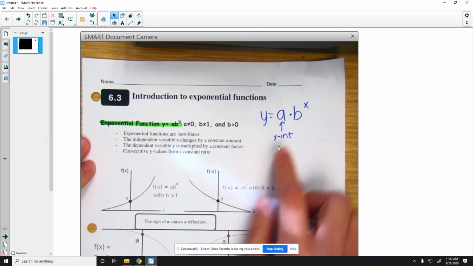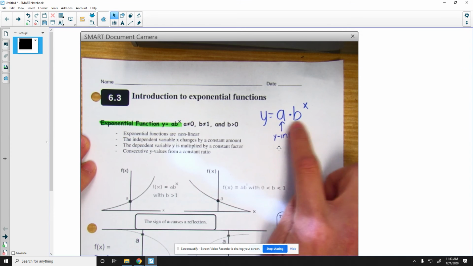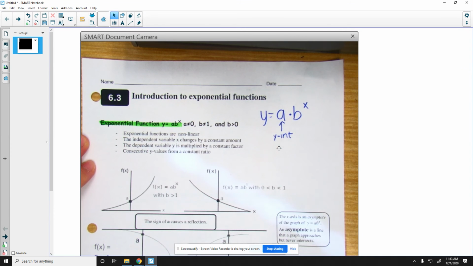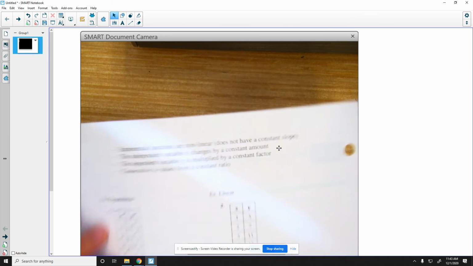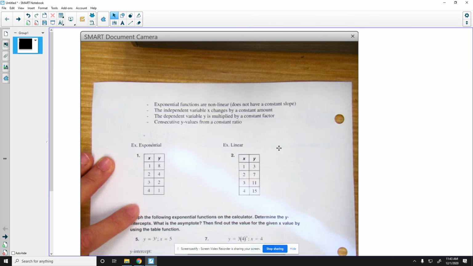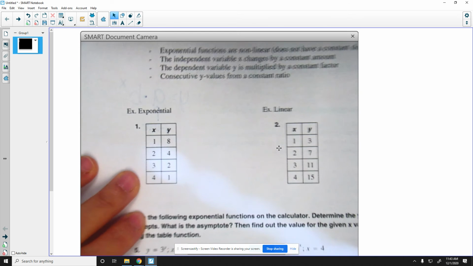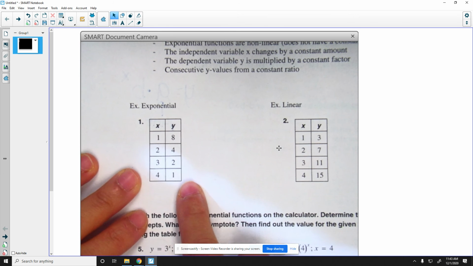So ladies and gentlemen, this is exponential functions, okay? Here's my new equation. Now, what I really want you to remember is the A is going to be the y-intercept, okay? Let's go to the back side. I want to remind you again, when do you have something exponential and when do you have something linear, okay?